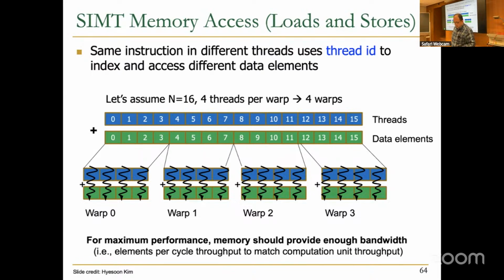Okay, so for maximum performance, memory should provide enough bandwidth, as we know also for SIMD. That's why GPUs are integrating high bandwidth memory nowadays. HBM2 and now HBM3, for example. I think in the Blackwell architecture, they have 8 terabytes per second of memory bandwidth per GPU.